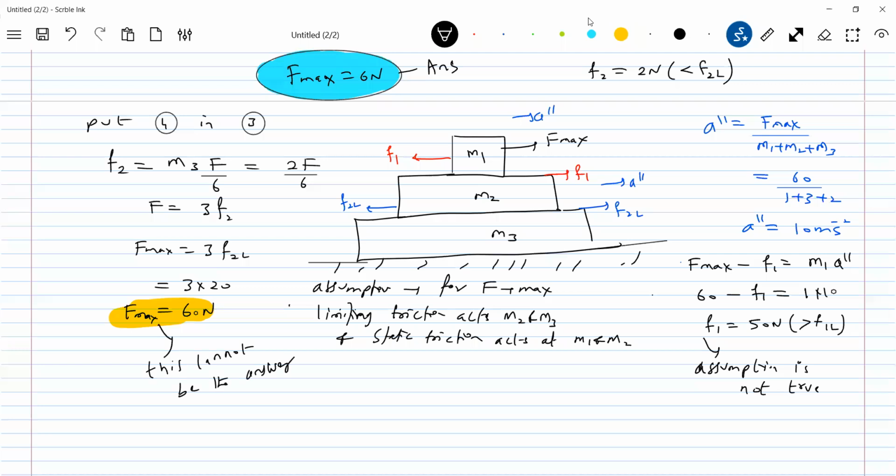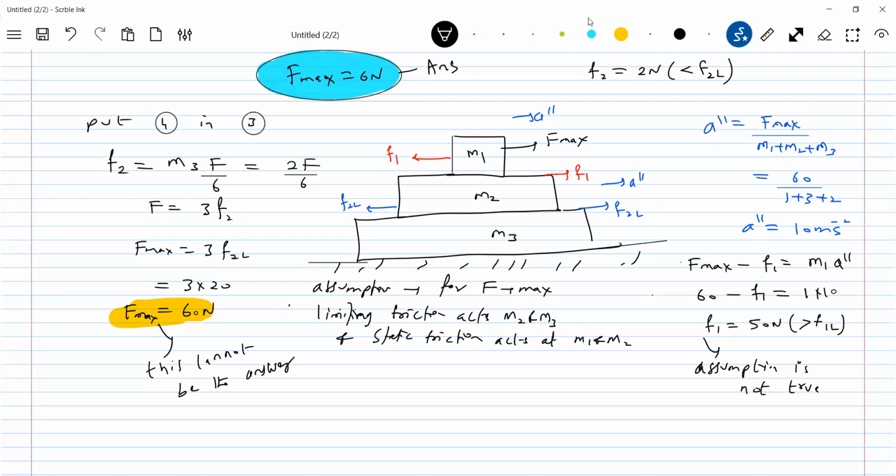Are you getting this now? Whenever they ask you maximum force for more than 2 surfaces, this is the approach. Assume at one surface slipping, at the other surface static friction, and check it. If at the other surface where you assumed static friction the friction is less than limiting, what you assumed is right. Just some logical analysis we are supposed to do here. Anybody, any doubt, you can clarify. Sir, in the first case, F2 should balance F1, right?